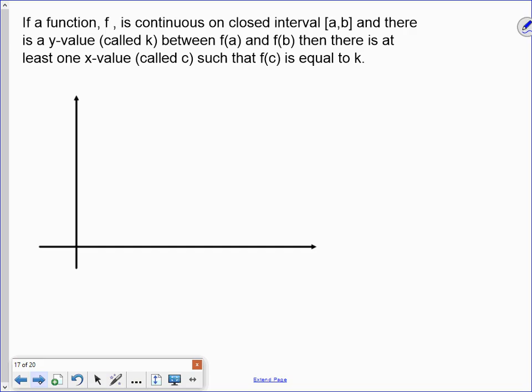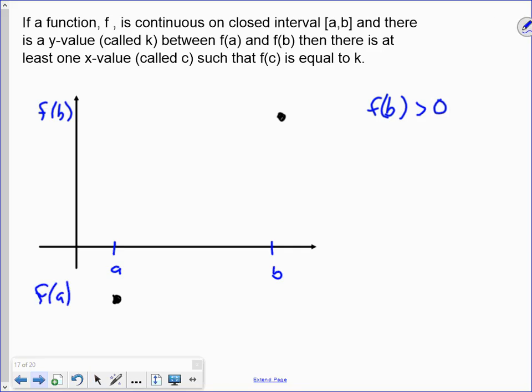Because if we have our function f on our closed interval, again, we'll do b and we'll do a, okay? If our function is such that, let's say, f at b is greater than 0, and f at a is less than 0, so let's put this down here like this. Let's put f at a way down here. And our function is continuous, then we can choose our k value to be 0.